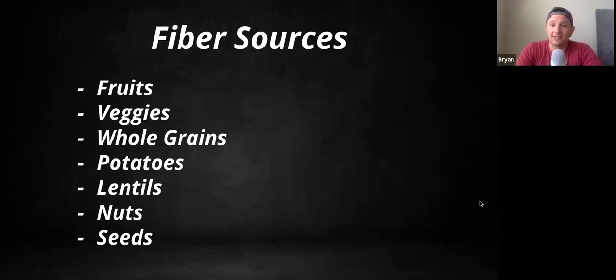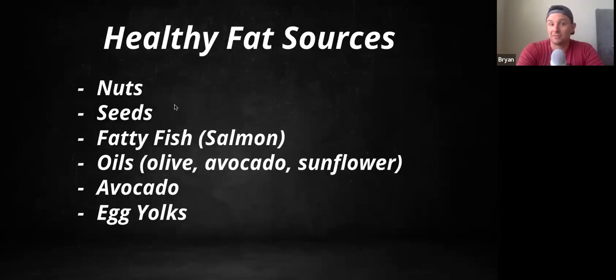So when it comes to the carbs, the fiber sources that are the best, the ones that you can pretty much eat on a daily basis and improve your health are fruits, veggies, whole grains, potatoes, lentils, nuts, and seeds. Okay. Now, some of these are fat sources too. So you get two for the price of one, like nuts and seeds. As you'll see here, some healthy fat sources are nuts and seeds, fatty fish like salmon, oils like olive oil, avocado oil, sunflower oil, avocados themselves, and egg yolks.